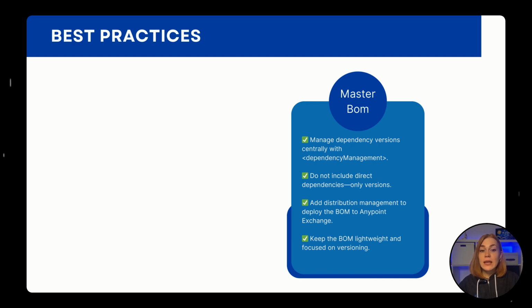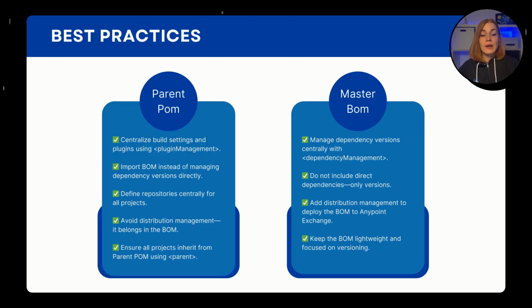And the last one, keep it lightweight and focused. The BOM should be clean, lightweight, and only focus on versioning. Avoid adding unnecessary dependencies. Only include what's commonly used across multiple projects. By following these best practices, we ensure that our MuleSoft projects remain modular, scalable, and easy to manage. A well-structured parent POM and BOM setup means that we can upgrade dependencies in one place, maintain consistency across multiple APIs, and simplify our build processes.